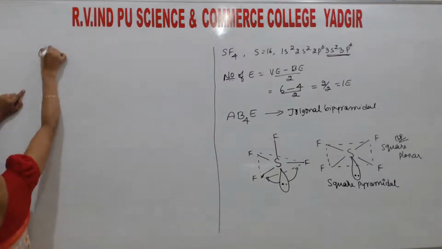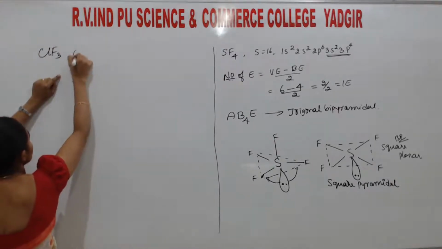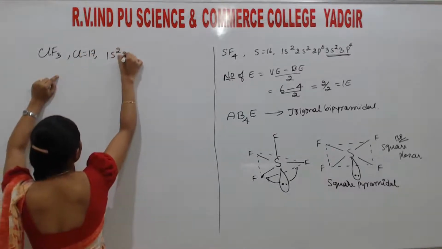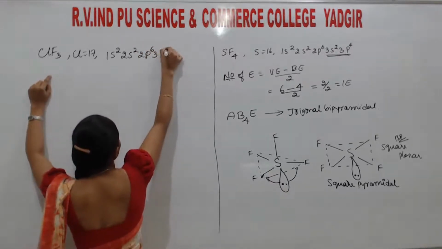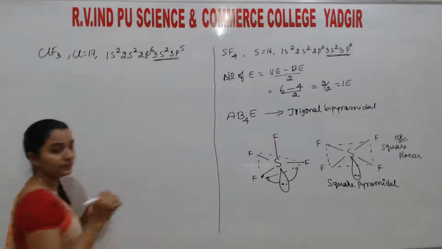Another one, that is ClF3. So students, Cl atomic number is 17, configuration 1s2, 2s2, 2p6, 3s2, 3p5. So this is the valence shell.